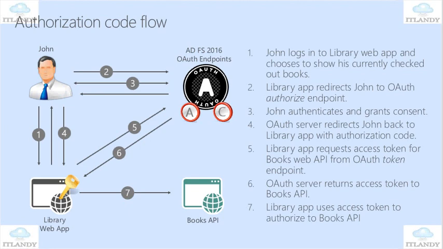Let's repeat. John logs on to the library web application and chooses to show his currently checked out books. The library app redirects John to get authorized. John authenticates and grants consent. The OAuth 2 server redirects John back to the library with an authorization code. The library application requests the token. The OAuth 2 server returns the access token and then the library will allow you in.